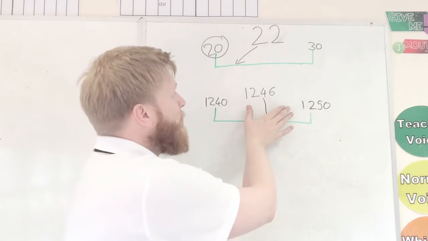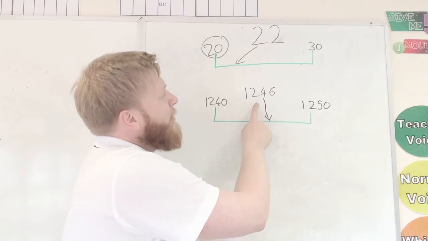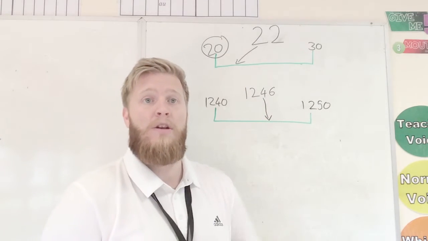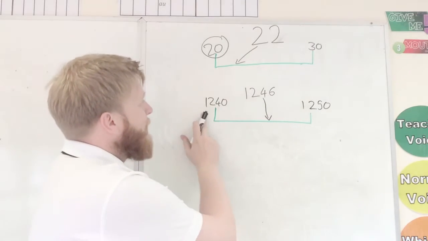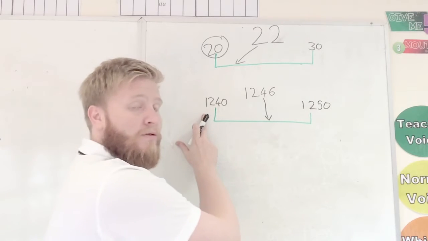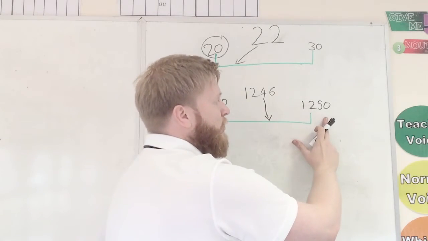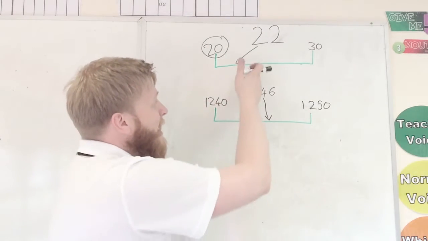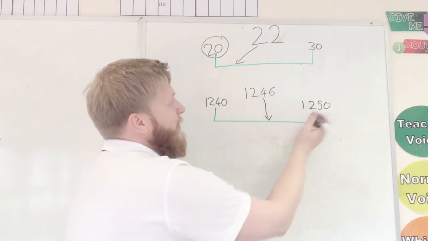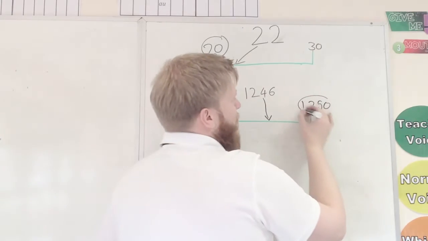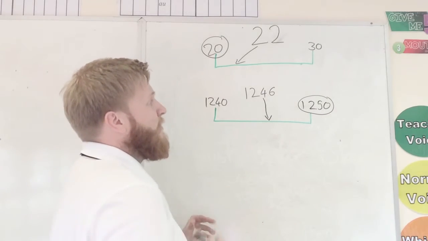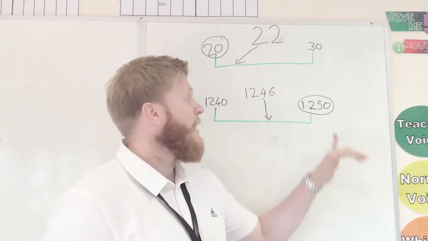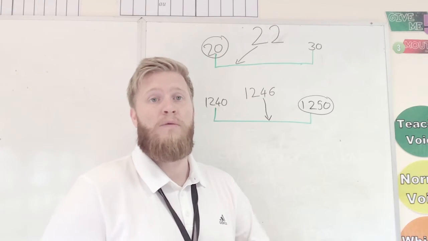Okay, if we were still rounding to the nearest 10, we've got here 1,246, a bit of a bigger number. If we round that to the closest 10, again we've got our two 10s either side of that number, 1,240 and 1,250. If we put it on a number line, we could see that it would be closer to 1,250. So, if we round 1,246 to the nearest 10, the answer would be 1,250.